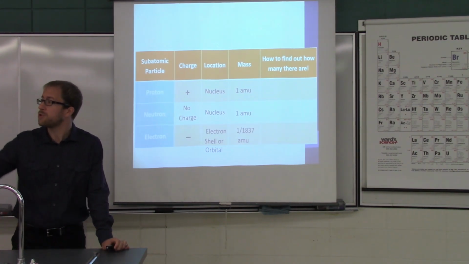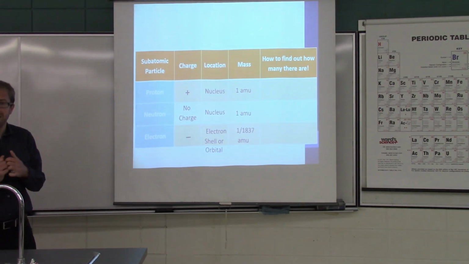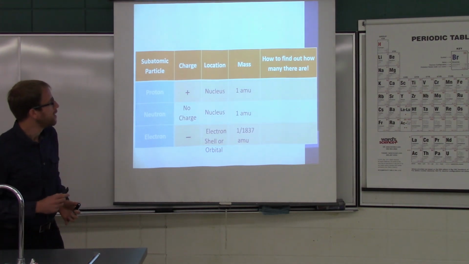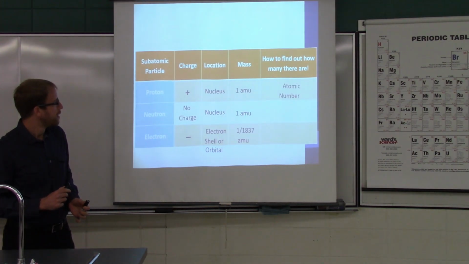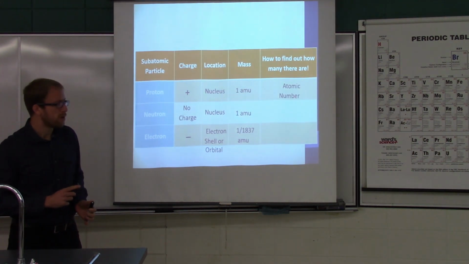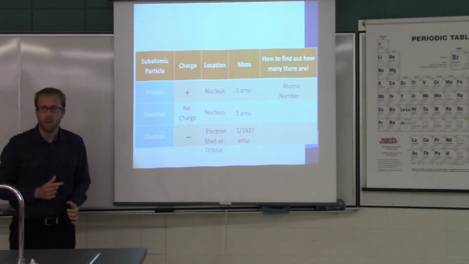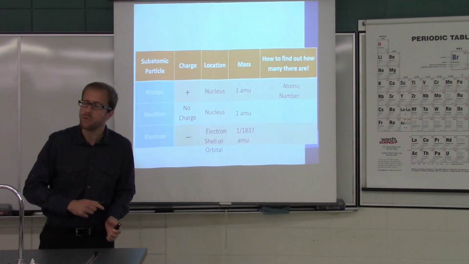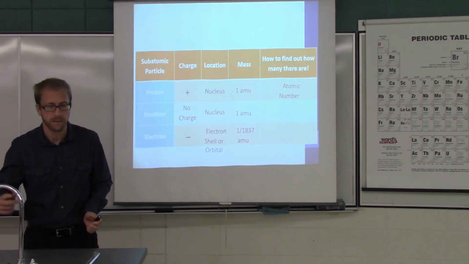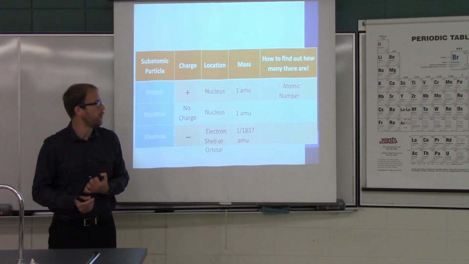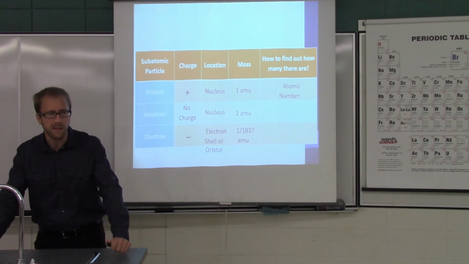The protons and neutrons, your nucleus, right? The mass of your atom is your nucleus. Now, your number of protons is your atomic number. If I were to change the number of protons, you have a different element. Tell me, what element has 17 protons?